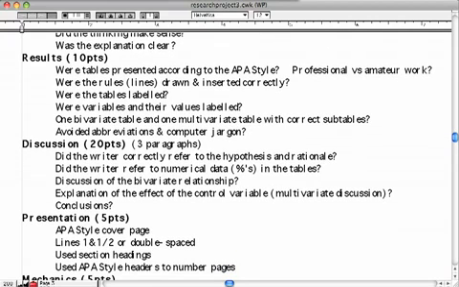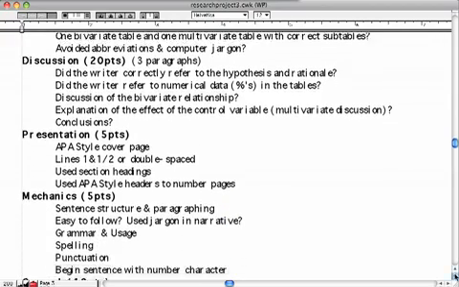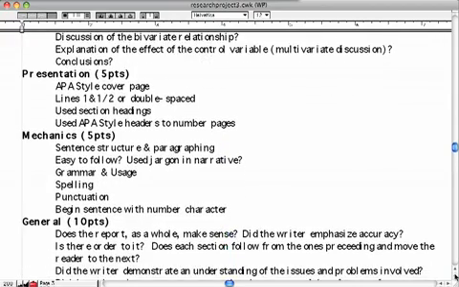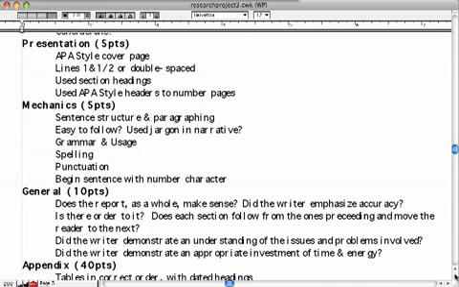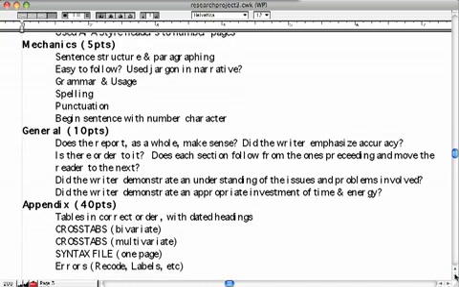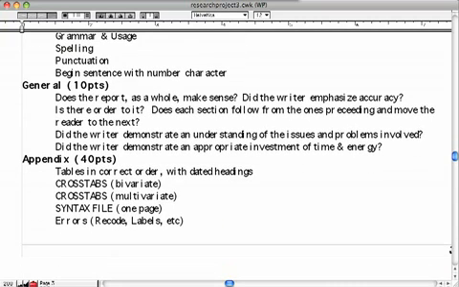So if you fail to include even the APA style cover page, or your lines are not double spaced, or your section headings are not there, then you will lose points. Mechanics, your sentence structure and paragraphing. Sometimes some of you forget to read your paper before you turn it in. And your appendix. These are all the documents that I'm also going to be looking for in PDF form at the back of your paper.